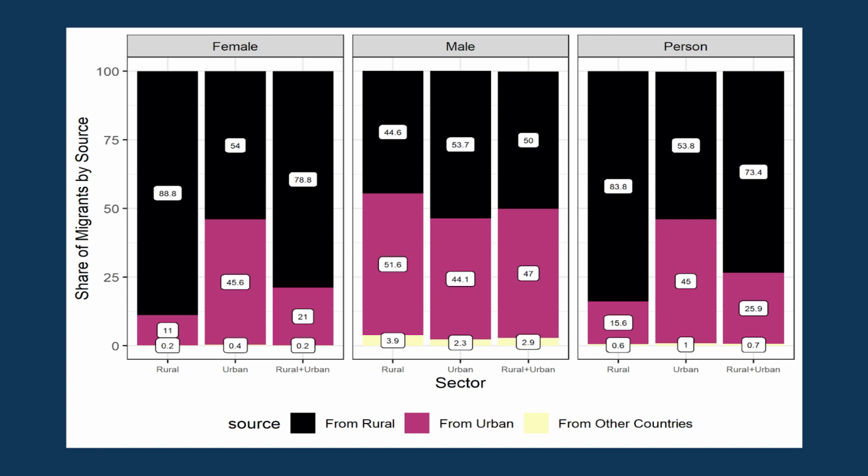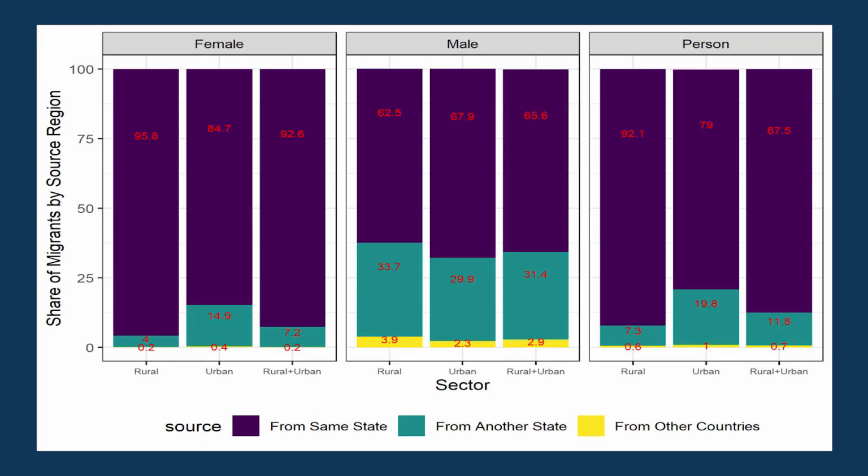Okay, and the last box is always where we are ignoring whether we are talking about the male migrants or female migrants. Now let's look at the share of migrants by source region. In the sense, are they coming from the same state or from some other state or other countries? Here we are also segregating in terms of their gender. If you take all the female migrants in rural areas, you can see about 95.8% of them are from the same state. So clearly, in case of the rural female migrants, it is predominantly within-state migration.